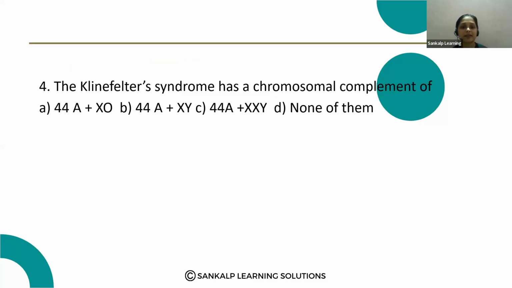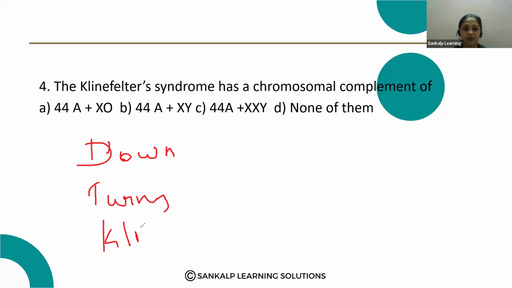The Klinefelter syndrome has a chromosomal complement of: 44 autosomes plus X0, 44 autosomes plus XY, 44 autosomes plus XXY, none of them. So there are some chromosomal disorders: Down syndrome, Turner syndrome, and Klinefelter's syndrome.